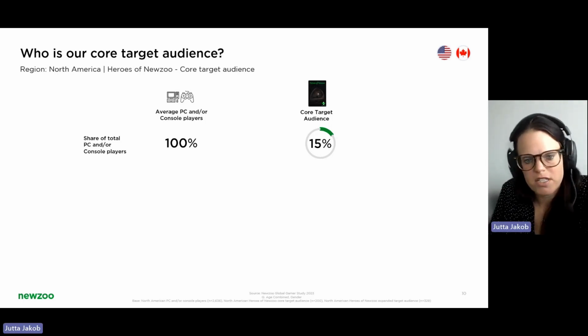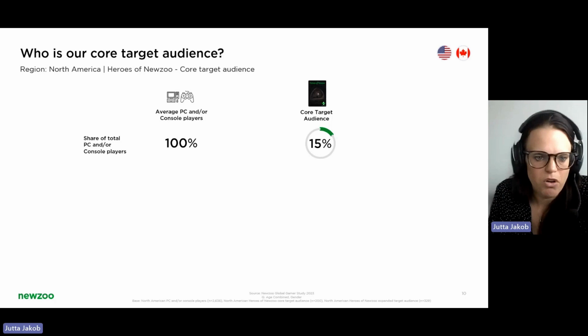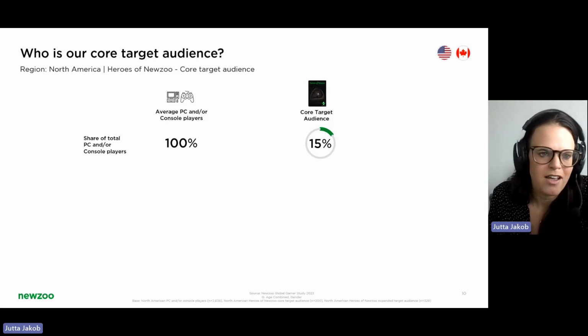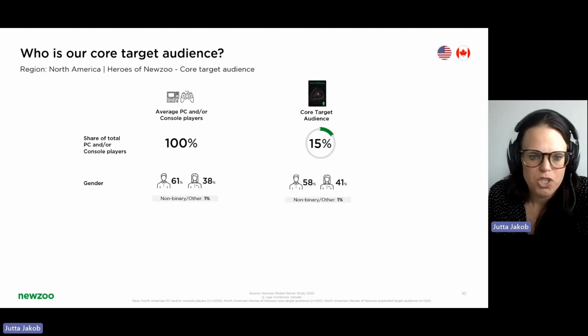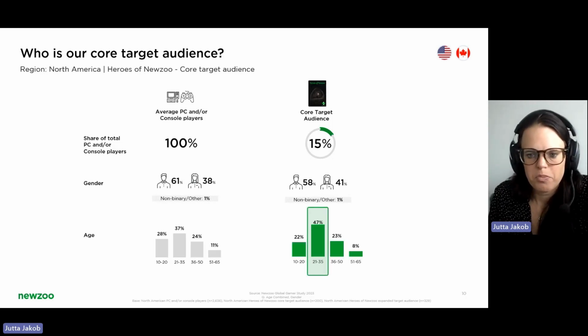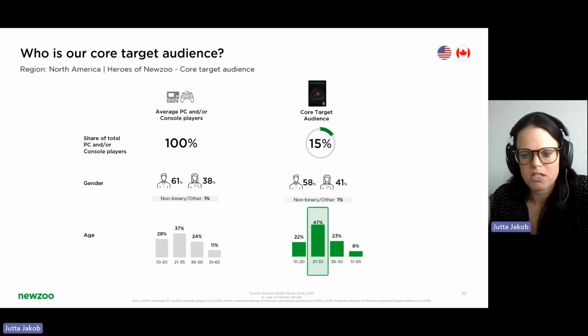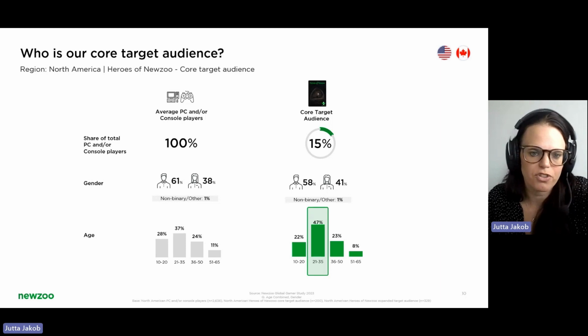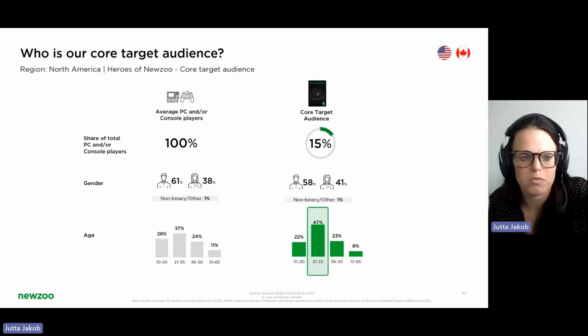Additionally, there are various demographic variables that we can explore. For simplicity, we will only focus on age and gender today. While the gender distribution is relatively similar to the average PC and console player, there appears to be a skew towards 21 to 35-year-olds, which make up nearly 50% of Heroes of Newzoo's target group. This is super important for us to know, to consider for future targeting purposes.